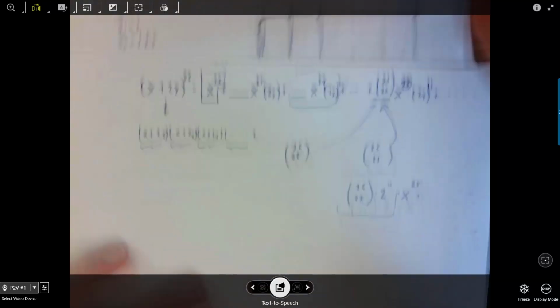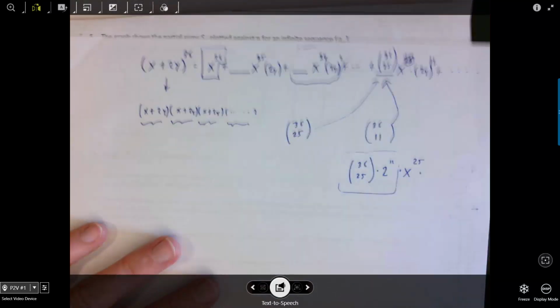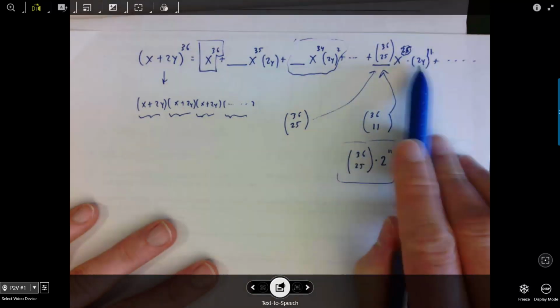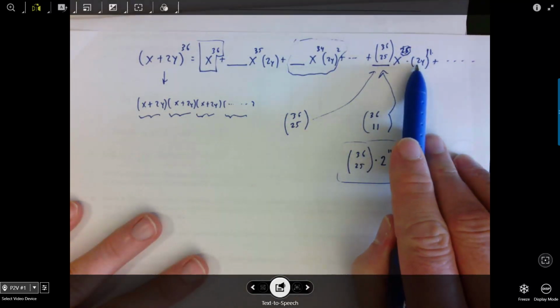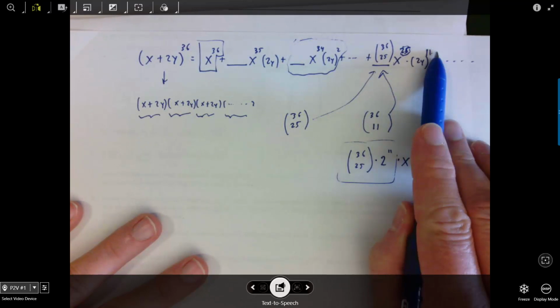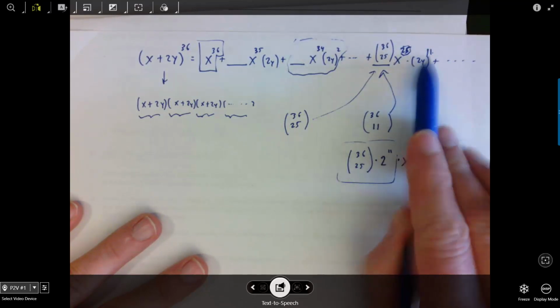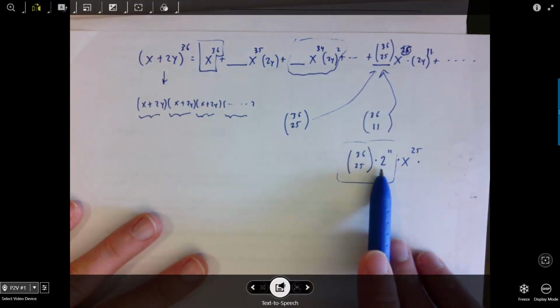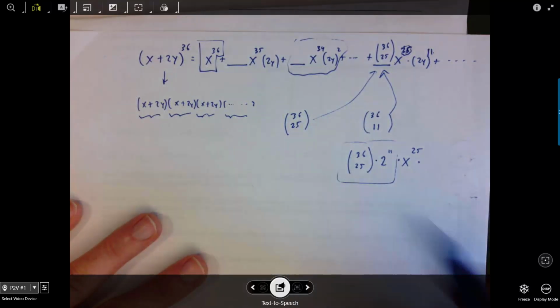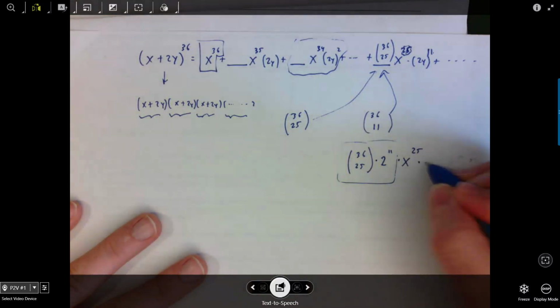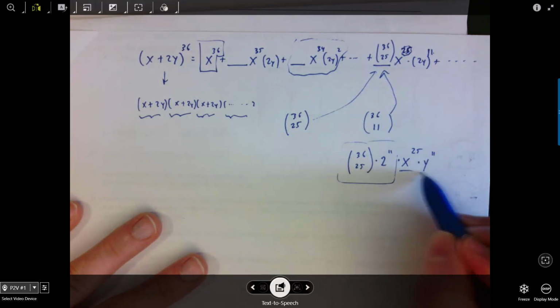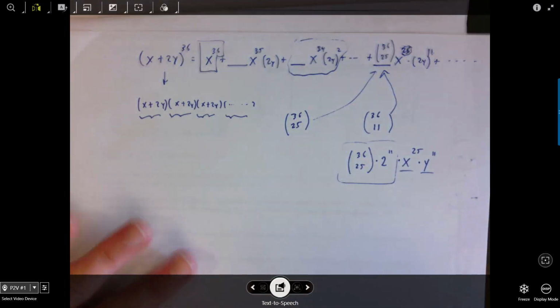So what I've done here is I've rewritten this 2y to the 11th as 2 to the 11th times y to the 11th. And then I moved the 2 to the 11th out to the front because that's part of the coefficient. So that's actually the correct answer for the full coefficient, because everything else is just variables.